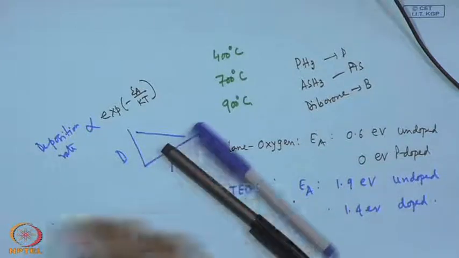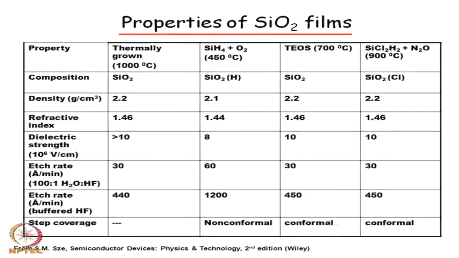Now, another important concept that we can use is high temperature growth, which is 900 degree centigrade, and we have seen that in that case dichlorosilane is used. Now, if we compare the properties of SiO2, which is shown in this view graph, you can see these properties of SiO2 films, 4 types of growth mechanism we have adopted.